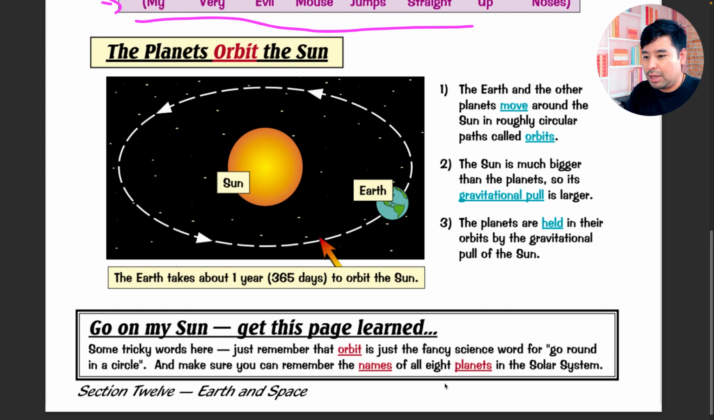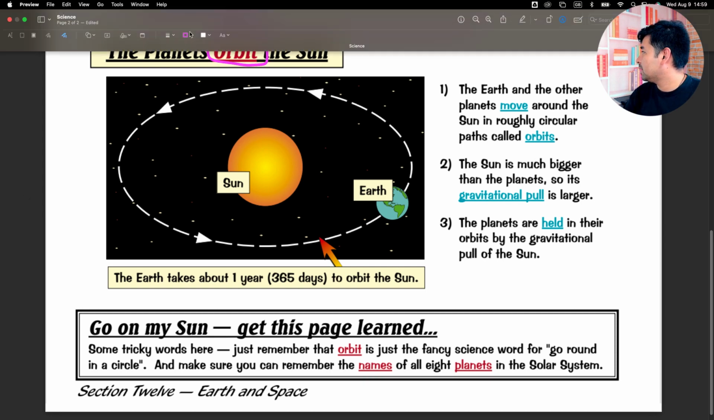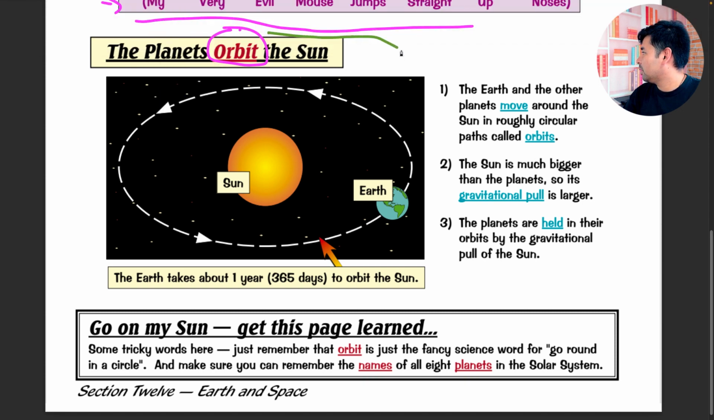Let's check it out then. The planets orbit the sun. Orbit the sun. So this is a good word. If you don't know the meaning of orbit, please search that for me, okay? Just here, search that meaning, okay, and let's go.